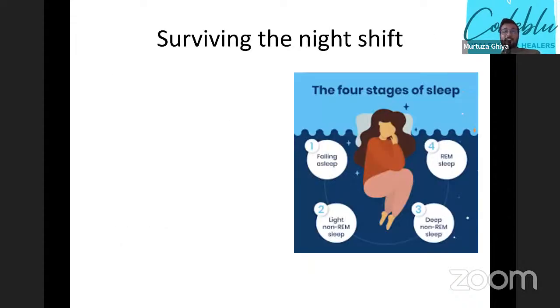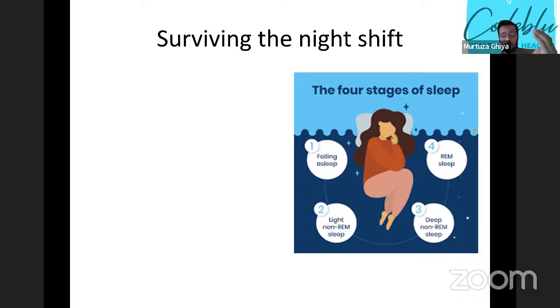Okay. Now, looking at surviving the night shift, as you can see, there are 4 stages of sleep. There's something about falling asleep, which takes a few minutes. Then you go into light non-REM sleep, about 20 minutes to 30 minutes. And then you go into deep REM sleep, 30 to 45 minutes. And from that, you enter between 1 to 1.5 hours into the deep REM sleep. Okay. Now we'll discuss the relevance of this on your night shift.